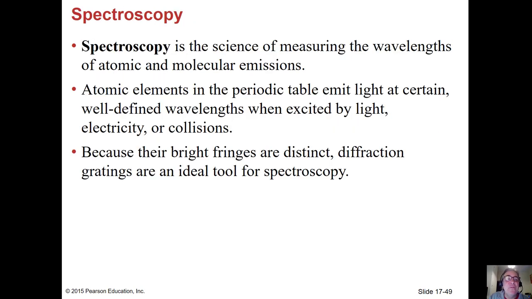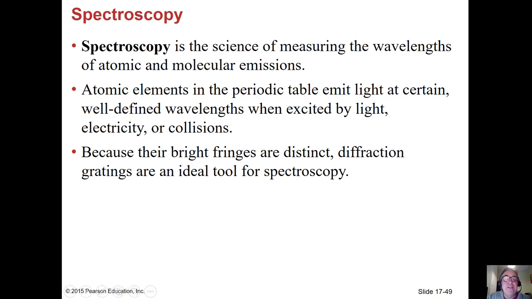So spectroscopy is the science of measuring the wavelengths of atomic and molecular emissions. We'll talk about that when we get to chapter 28. Electrons go up in energy, they drop down in energy, they give off a photon of light. So each atom has its own fingerprint. Each different element has its own fingerprint, and we could use spectroscopy to figure out what an element is based on its emission spectrum.